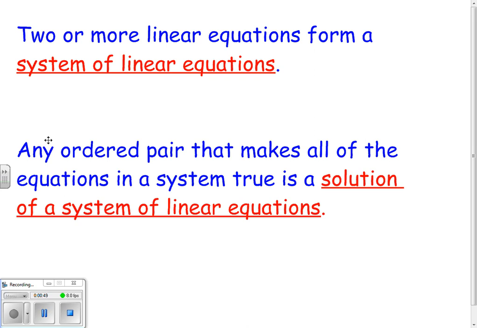they become a system. When you solve that system, two equations gives you two answers, typically an x and a y. That ordered pair makes all of the equations true and is considered to be a solution of the system. You're going to notice that most of these solutions are ordered pairs. Later on in the chapter, you'll have three equations, which makes it an ordered triple.